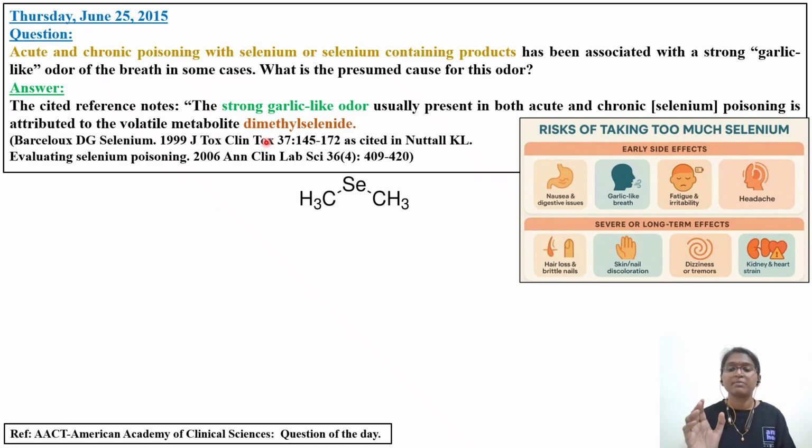Here in this case, what is happening? A patient is exposed to selenium toxicity, and that patient came to the emergency department showing a garlic like odor. Now the physician has to identify what that chemical is. Then he will assume that this might be selenium, and the garlic like odor is because of the formation of this particular metabolite. What is that volatile metabolite? Dimethyl selenide, because the smell is coming from his breath, from respiration, I mean to say.